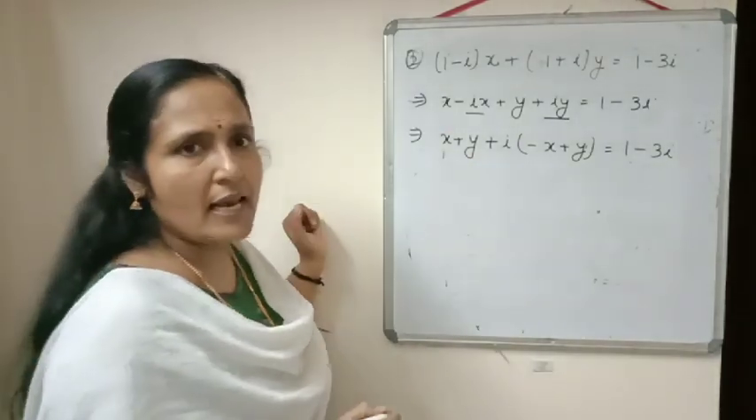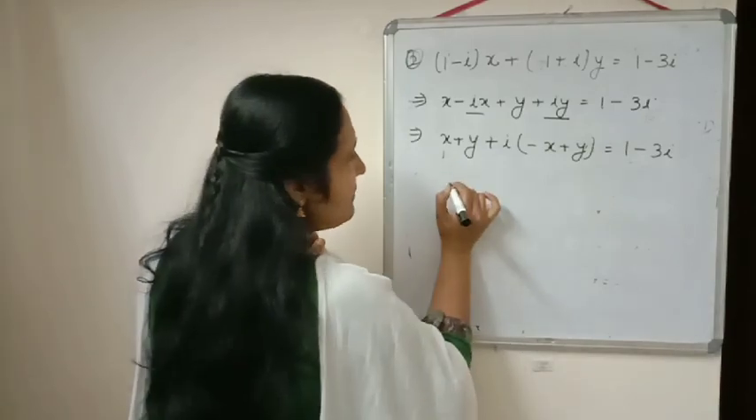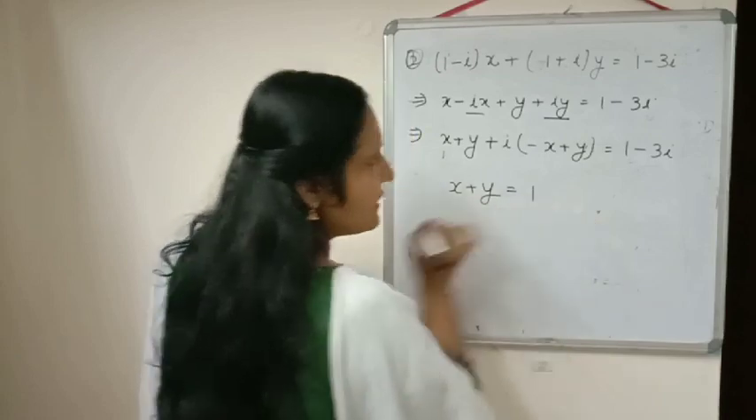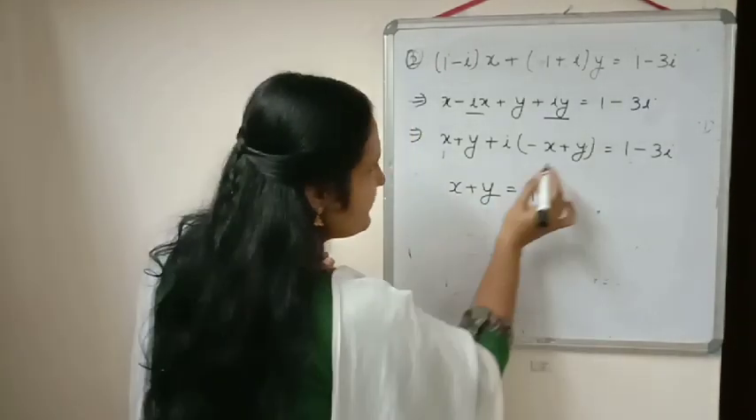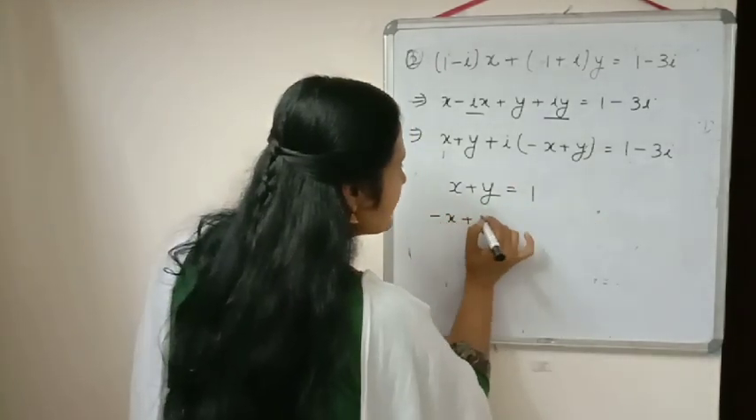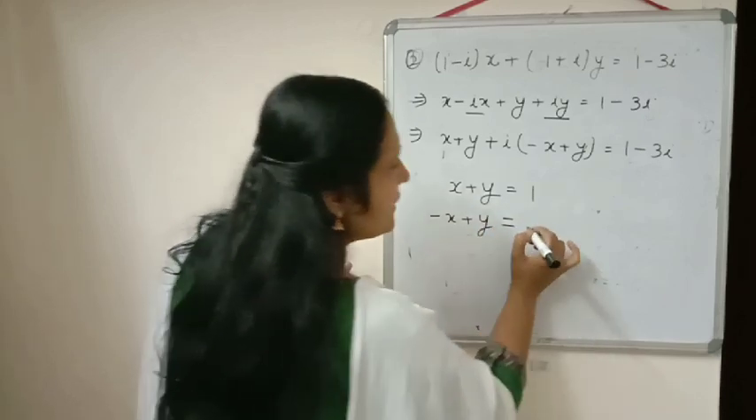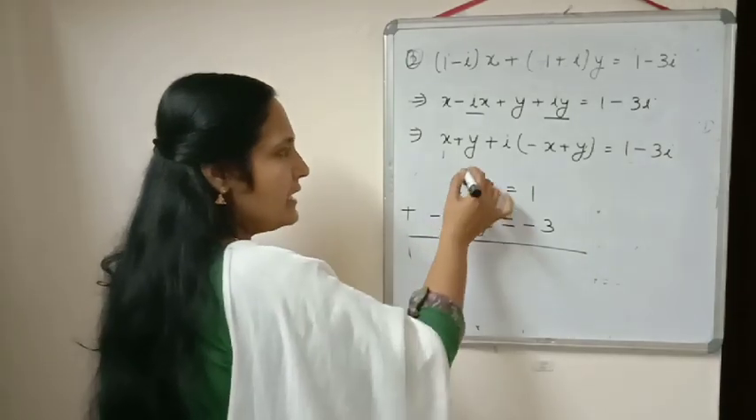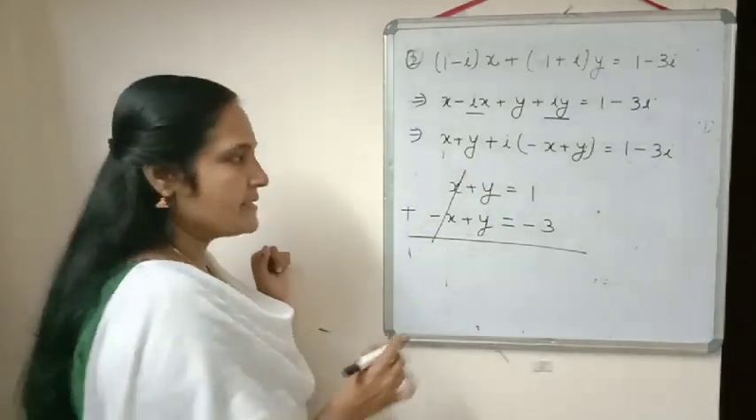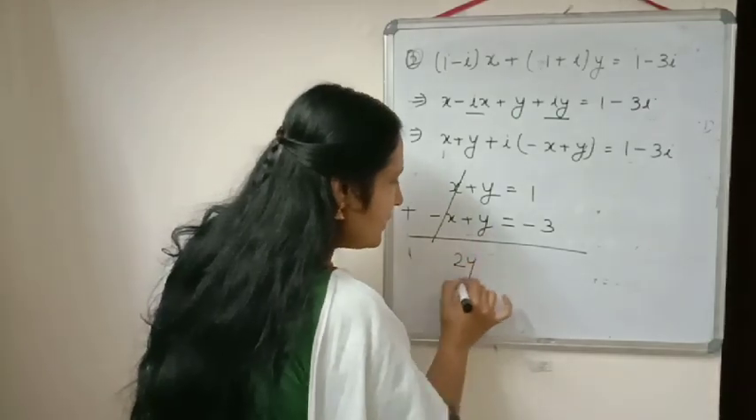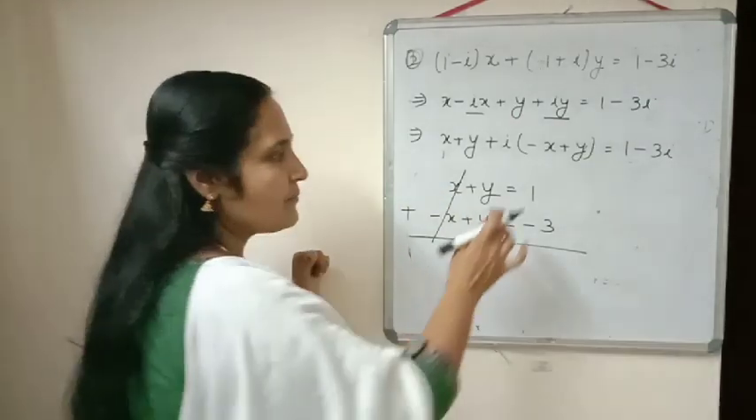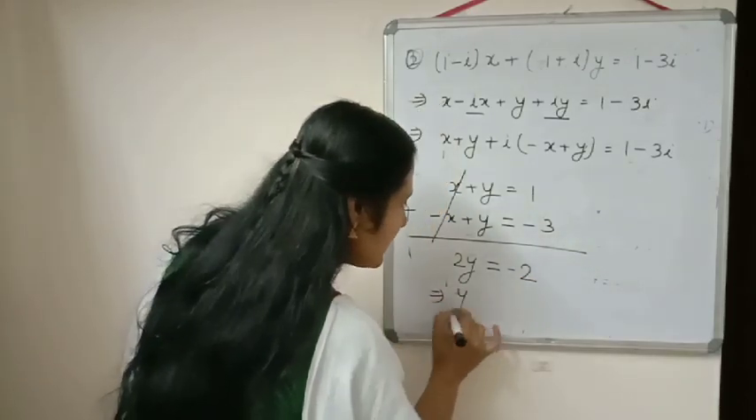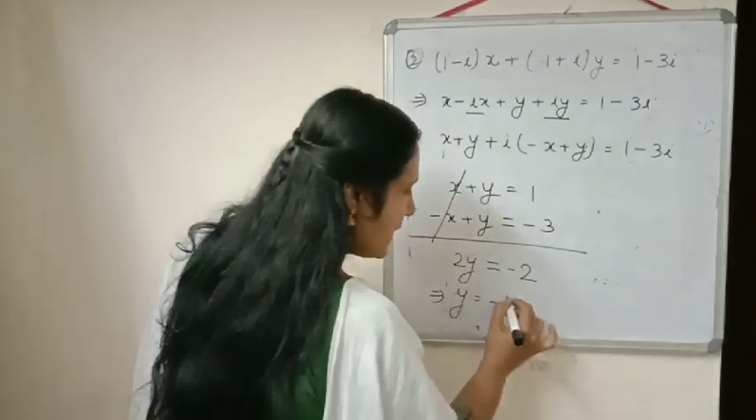Now equate the real and imaginary parts. Real part in the left hand side we have x plus y, and in the right hand side we have 1. And in the left hand side the imaginary part is minus x plus y is equal to minus 3. What we can do? We can add the two equations. Then x and minus x will get cancelled. y plus y will be equal to 2y is equal to 1 minus 3 will be equal to minus 2. So from here we will get y is equal to minus 1.